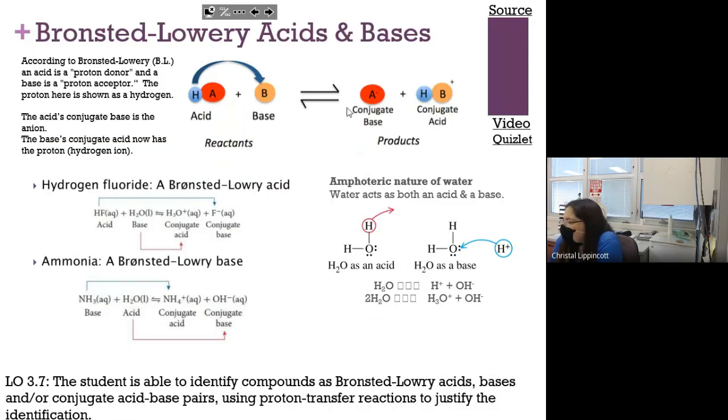Bronsted-Lowry, this is the one that they want you to know for the exam. Remember, we deal with hydrogen donor and hydrogen acceptor. So your hydrogen here is going to leave, and it's going to come over here and join with this one. And then on this side, that would be our conjugate base. So does that make sense? And I always tell you guys to look at these pairs. So you've got this one and this one. Look at your anions. Which one has more hydrogen? That's your acid. Look at your anions. Which one has more hydrogen? That's your acid.